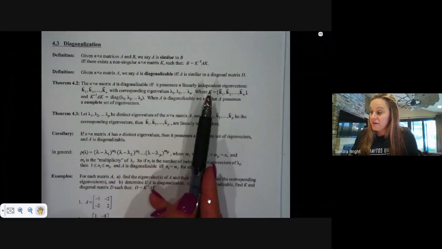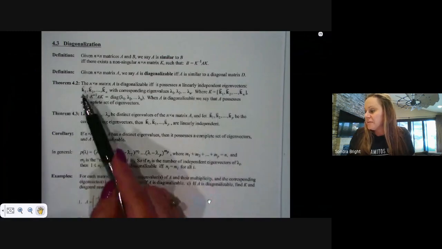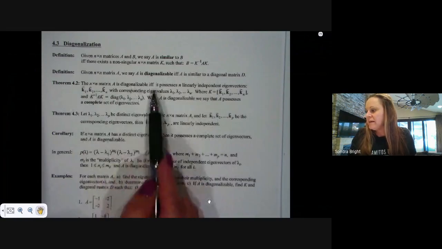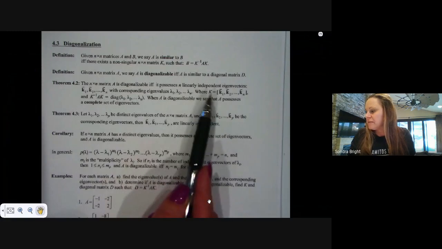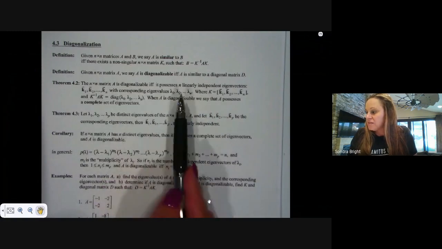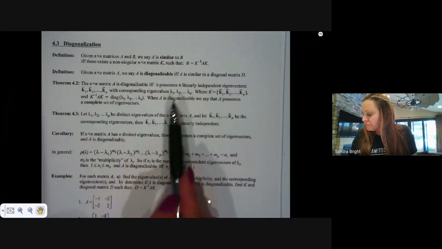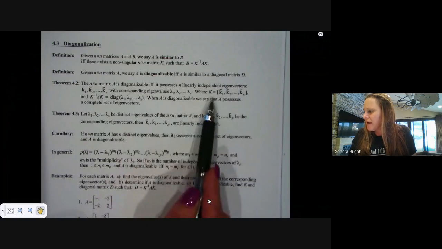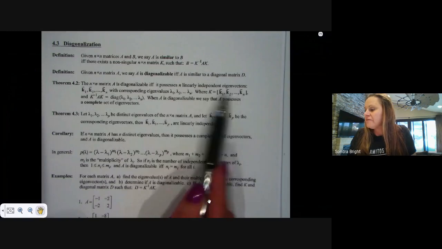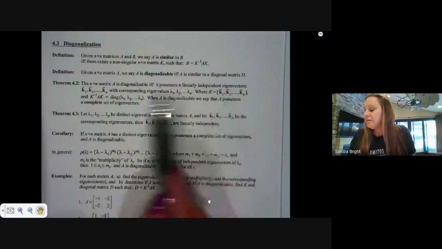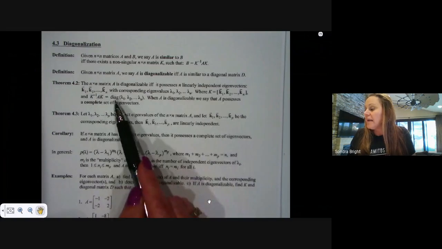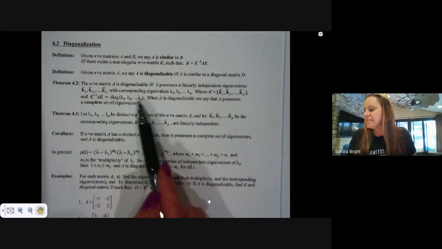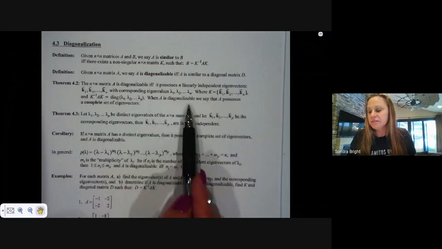Then we had the theorem, which I gave you on Friday. The n by n matrix A is diagonalizable if and only if it possesses n linearly independent eigenvectors, the k's, with corresponding eigenvalues, the lambdas, where capital K, that K we were talking about, is the matrix made up of the eigenvectors, and K inverse times A times K turns out to be the diagonal matrix made up of the eigenvalues. When A is diagonalizable, we say that A possesses a complete set of eigenvectors.